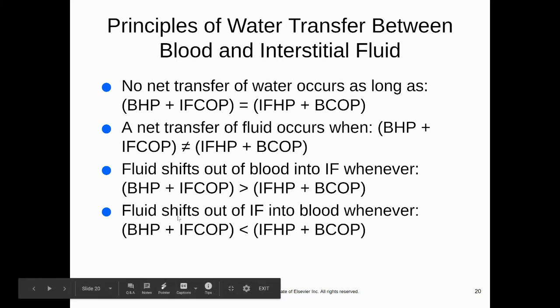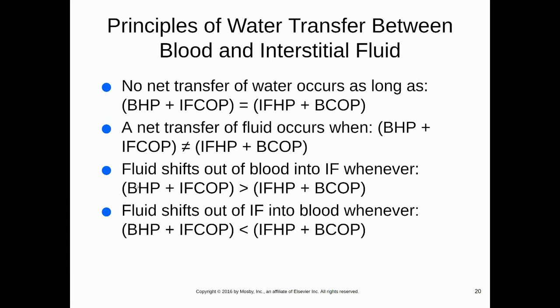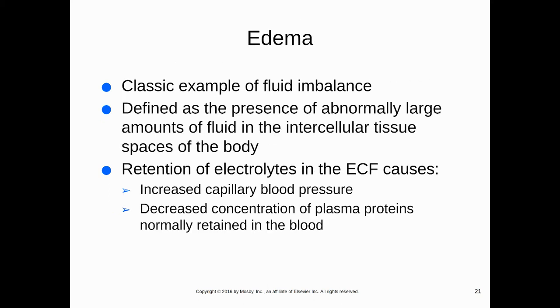So this indicates that we have a high amount of hydrostatic pressure here, which means that we almost essentially want to burst in the blood. And therefore, we want to go into the interstitial fluid in order to relieve that hydrostatic pressure. Okay? So some examples of when you have fluid imbalance: edema is an example of this. So essentially, this is a large amount of fluid within the intercellular tissue spaces within the body.